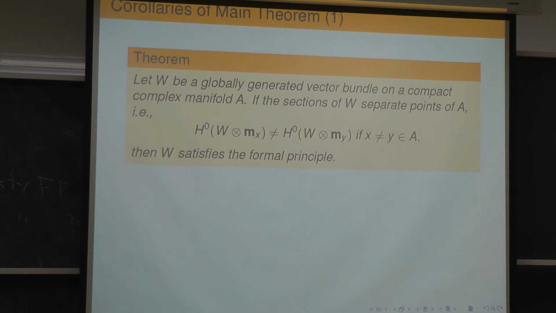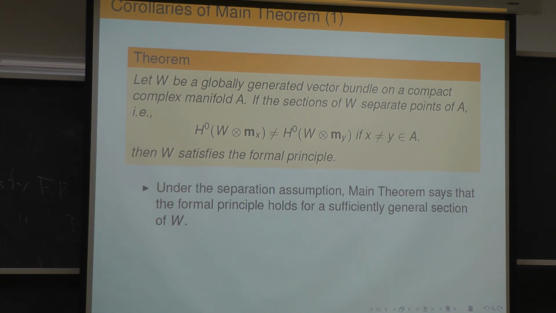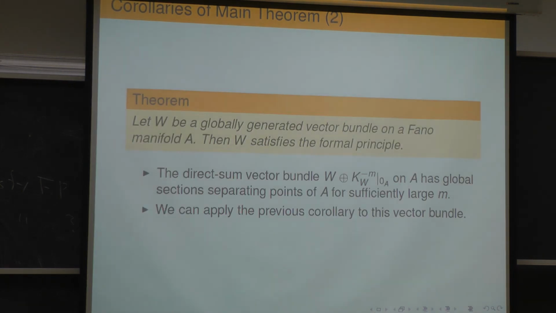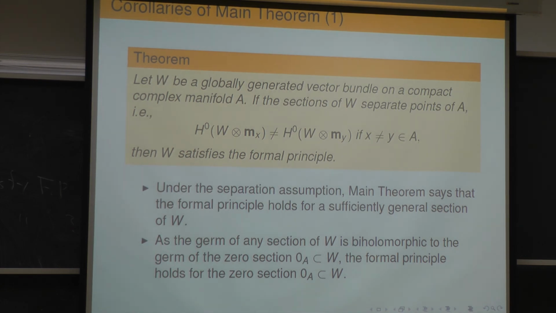And this is because our main theorem, what I just stated, says that a sufficiently general deformation satisfies the formal principle. So for a sufficiently general section, it satisfies the formal principle. But for a vector bundle, any section has an isomorphic neighborhood. So if the result holds for a sufficiently general section, then it also holds for the zero section. So for a vector bundle, if the section separates points, then the formal principle holds.